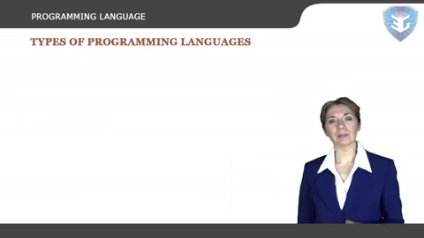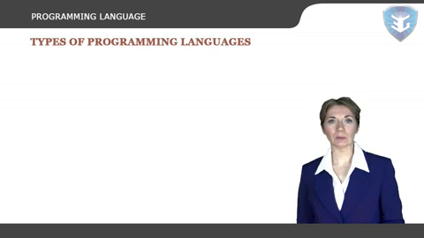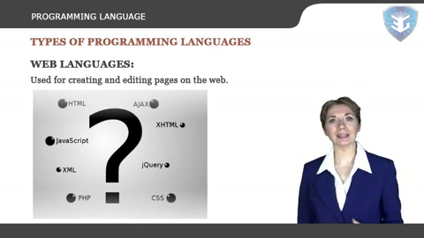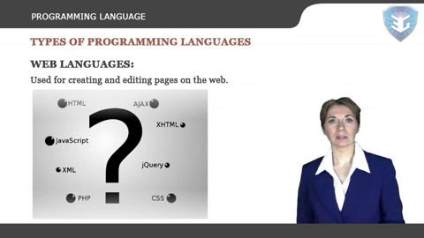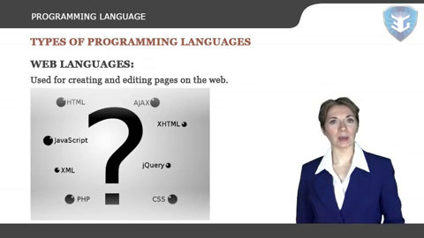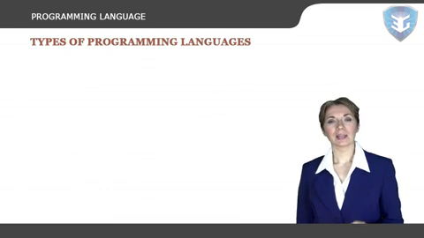Now we will learn about the different types of programming languages. Web languages, used for creating and editing pages on the web, can do anything from putting plain text on a web page to accessing and retrieving data from a database. They vary greatly in terms of power and complexity.